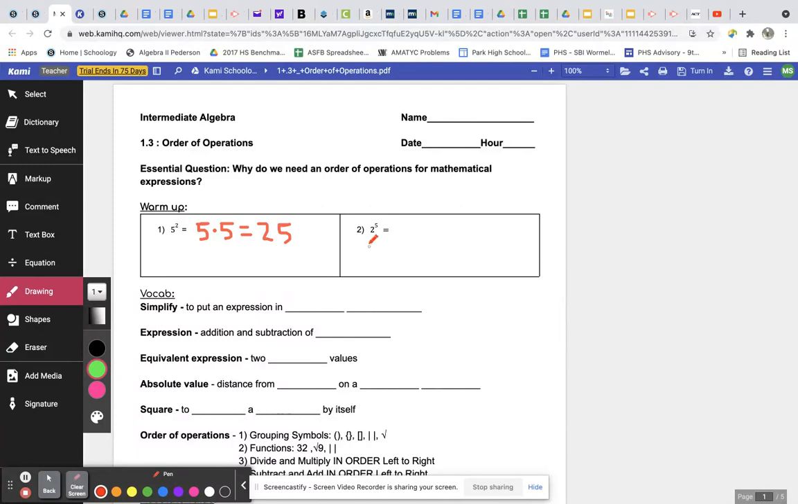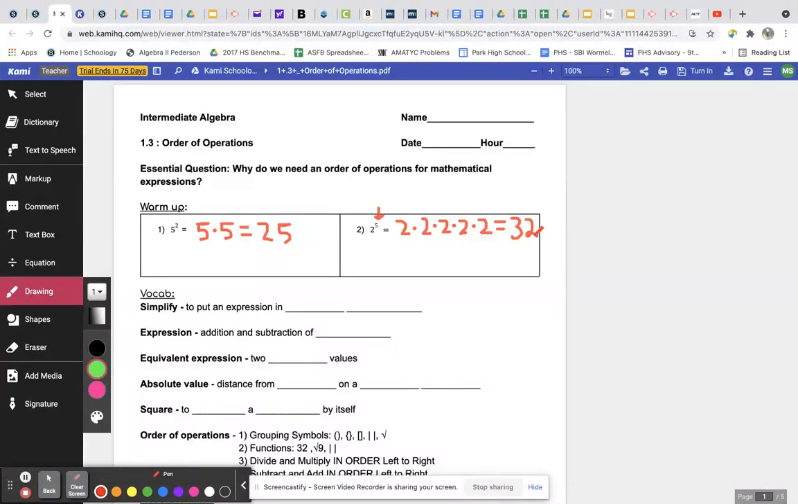And the next one, we have 2 to the 5th. So this little superscript right here, 5, tells you how many times 2 is going to be multiplied by itself. And so we're going to write 2 out 5 times: 2 times 2 times 2 times 2 times 2. If you multiply those out, 2 times 2 is 4, times 2 is 8, times 2 is 16, and times 2 is 32.